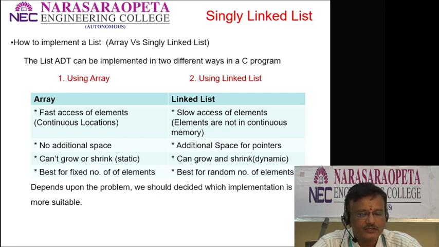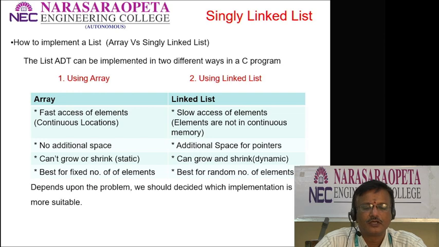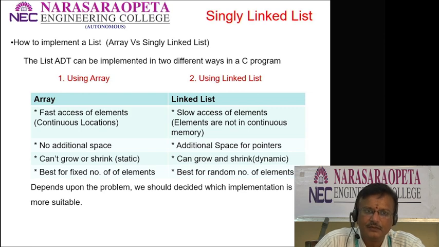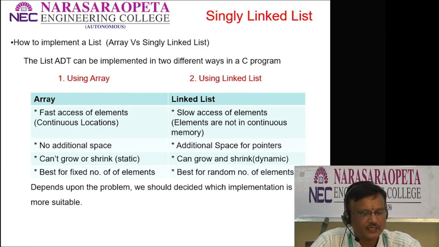But if you look at the advantages, array elements are stored in continuous memory locations. So you can access the array very fast, because they are in continuous memory locations. Suppose that, as they are in continuous memory locations, you know the size of one element and the starting address. Then you can randomly access any element of the array. That is the advantage of the array implementation of a list.